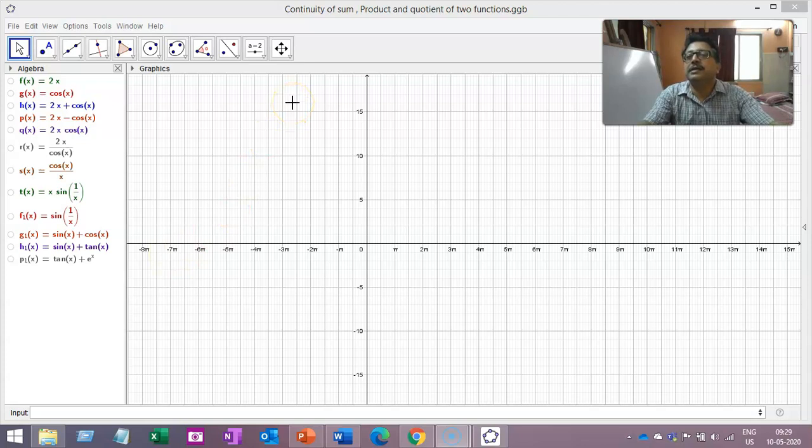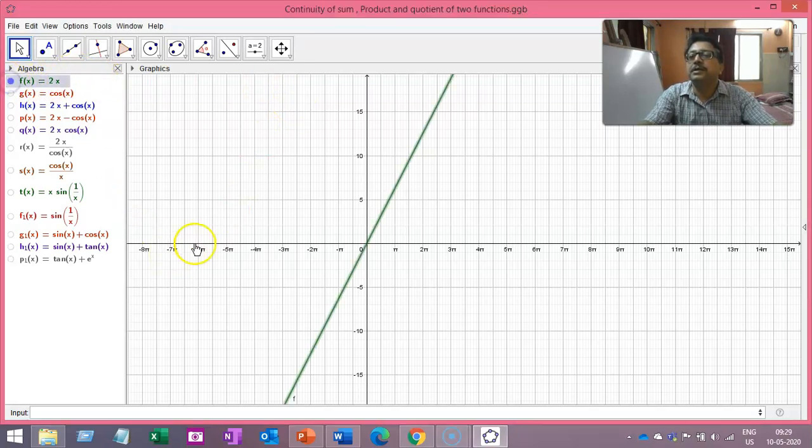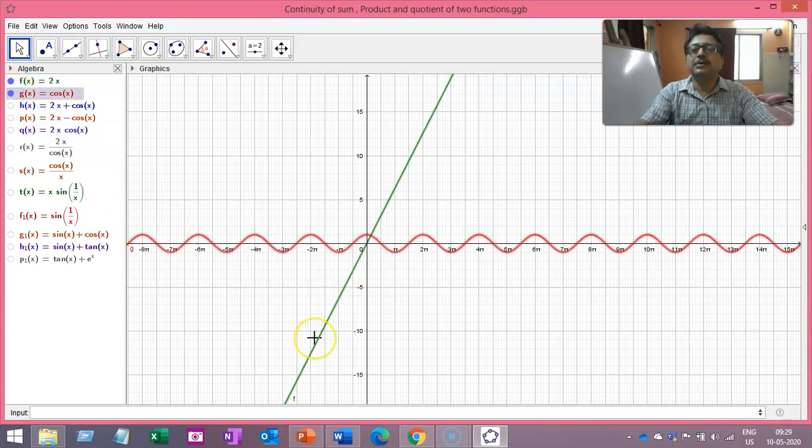Just consider the graph of the function f(x) equal to 2x. You all know this is a line that passes through the origin and has slope equal to 2. Then you take g(x) equal to cos x. See, both are continuous functions. This line extends up to infinity on the number line. This green line y equal to 2x has no point of discontinuity. Similar is the case for the function cosine x. On the number line, there is no discontinuity of cos x.